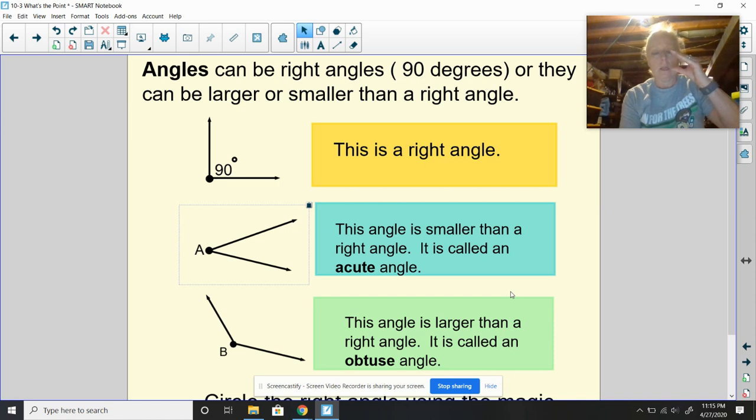We call that acute. Now, if I also take that angle, my right angle, and I make it larger, which I can't really do well with my hand, I stretch it out. So I start with my right angle, and I make it even larger. We call that an obtuse angle.